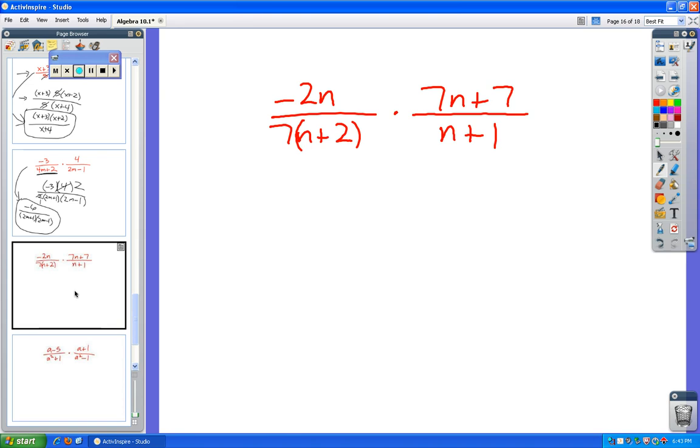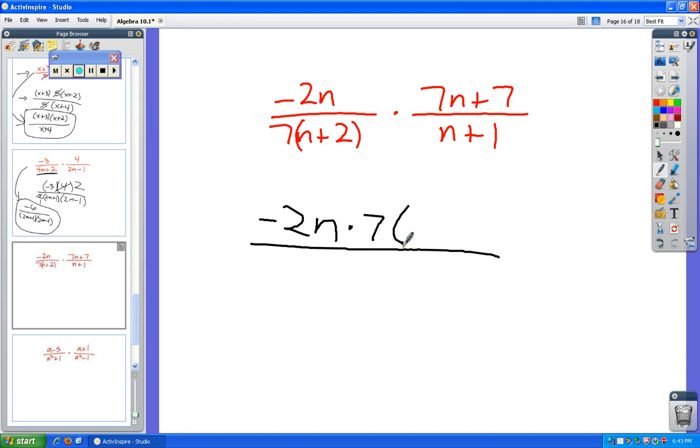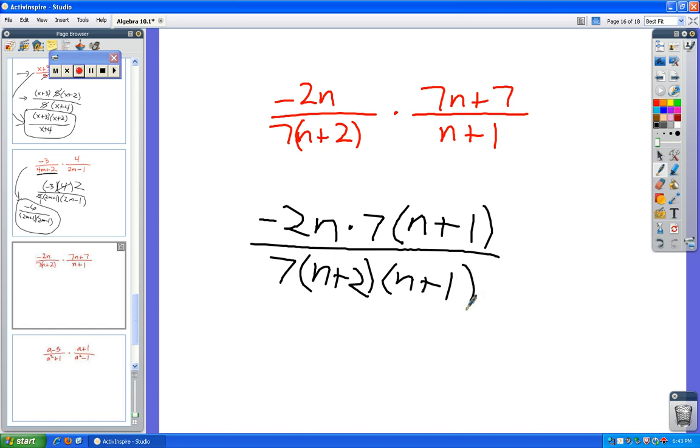I would suggest writing it as one big fraction. Negative 2 times n. This 7n plus 7 can be factored. 7 parentheses, they had 7 in common. That leaves me with an n plus, if I factor out a 7 from the last term, right here, 1. On the bottom, you still have 7 parentheses n plus 2. And then you have the other one, which is n plus 1. Okay, now we start our cancel. The 7's cancel. The n plus 1's cancel.